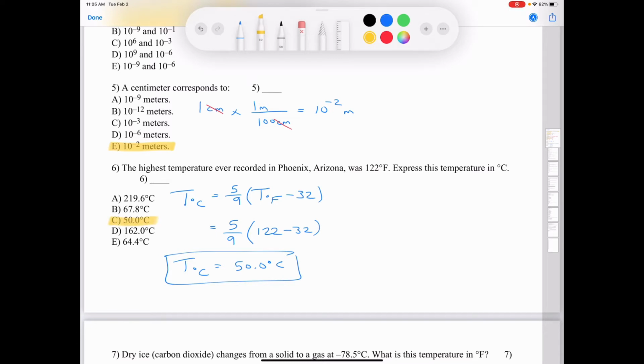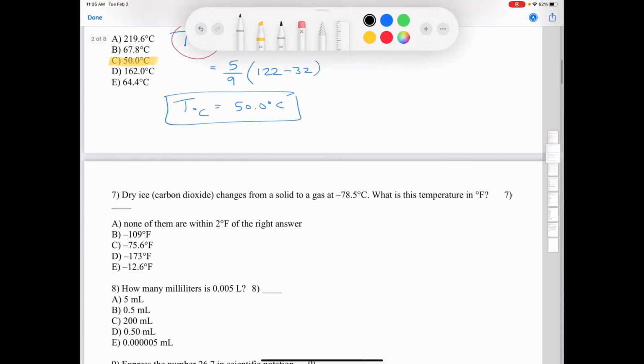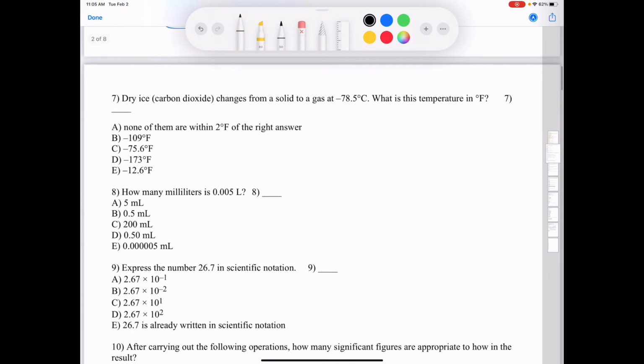So again, you need to know how to convert from Fahrenheit into Celsius, and you also have to be able to solve for Fahrenheit given temperature in Celsius. So you need to be able to do those conversions. And of course, Kelvin as well. You need to be able to convert to Kelvin. All right, well, let's move on to number 7.